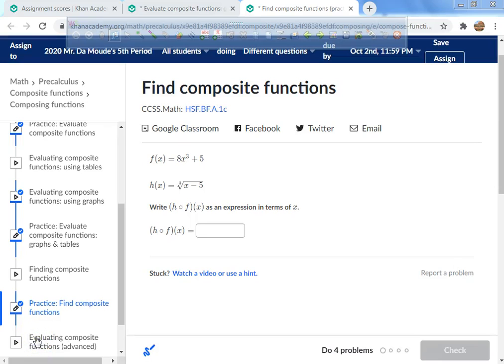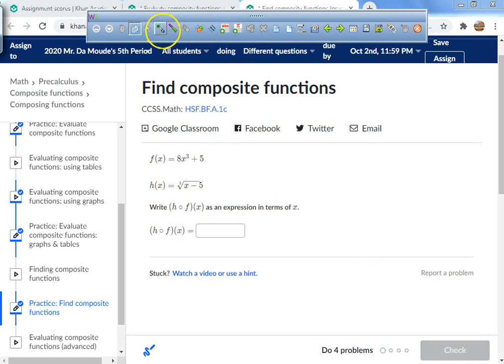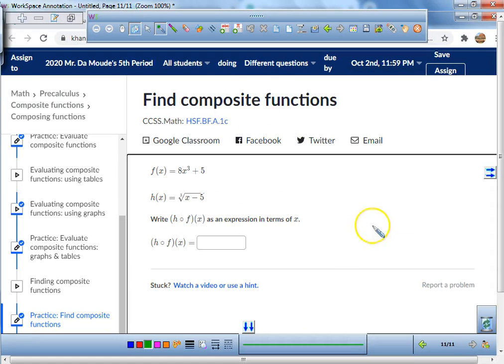All right, so make sure you have your journal out ready to go. We're going to be finding composite functions. What you're going to have to do is pause this video if you're watching it. If you're in my class, you don't have to pause it. But you're going to write down f of x and h of x. That's going to be important.